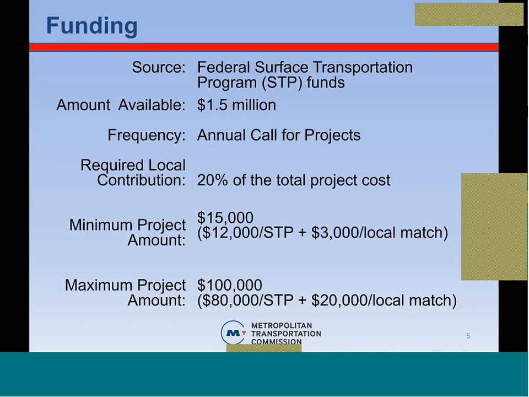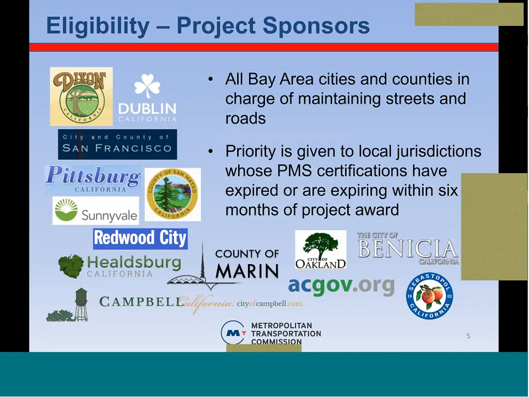Like I said, every jurisdiction has to contribute a local match of 20% of the total project cost. Because these are federal funds, we have the 11.47% federal local match, and the balance of that 20% local match goes to pay for your StreetSaver subscription of 2 years. The minimum project amount is $15,000, and the highest project amount is $100,000. What that means is that of a $100,000 project, $80,000 will be grant money and $20,000 will be coming from you and your jurisdiction. Oh, maybe your jurisdiction, not you personally.